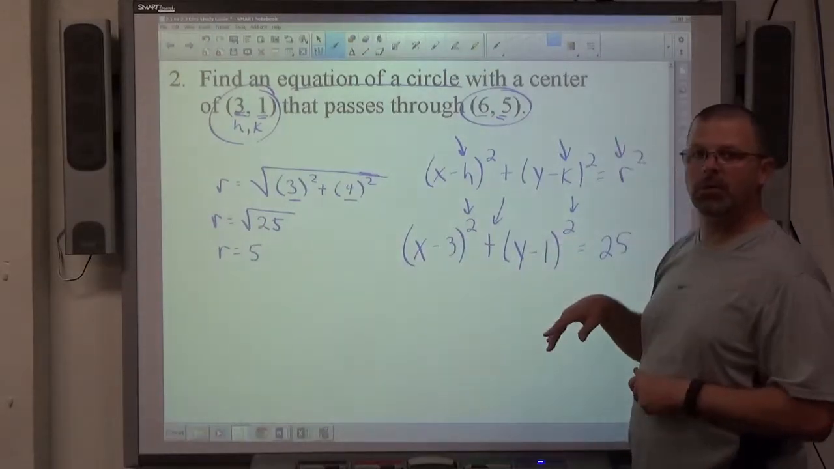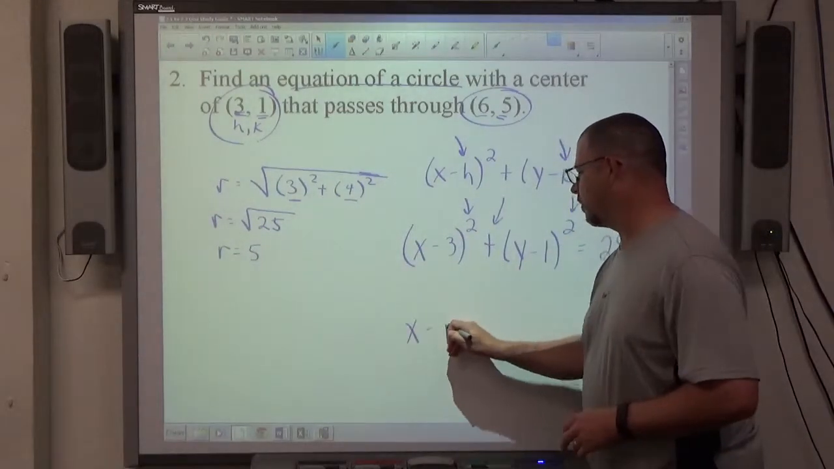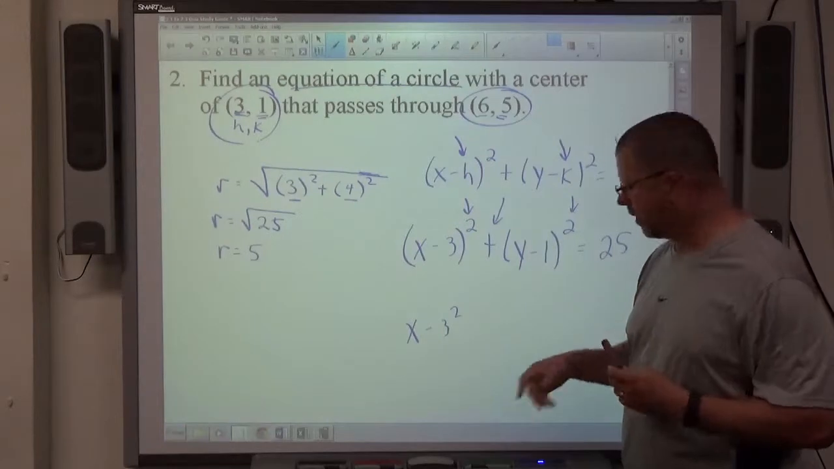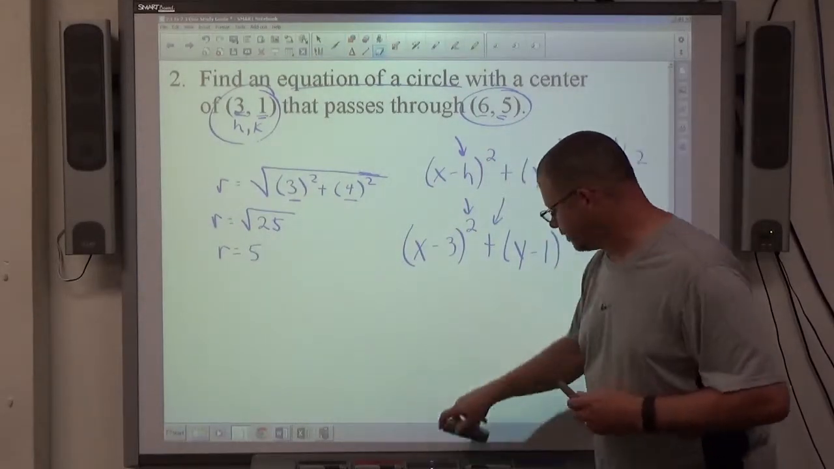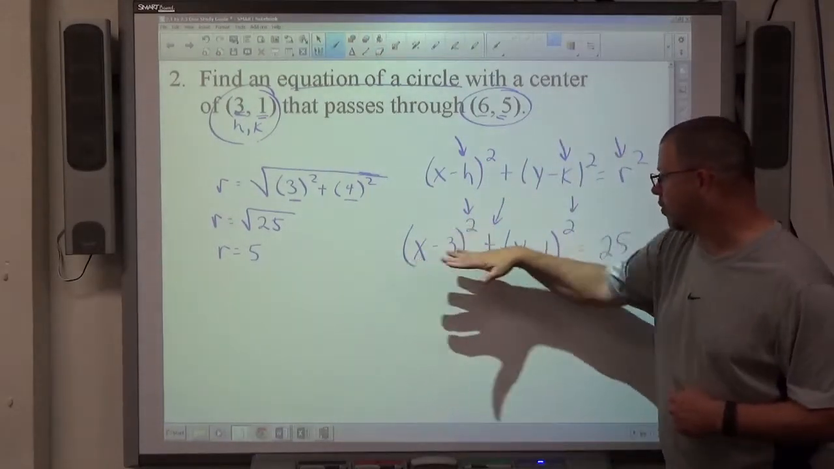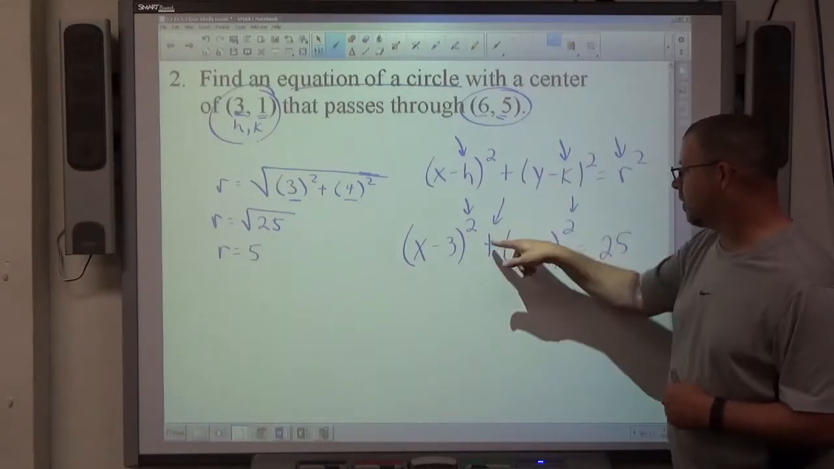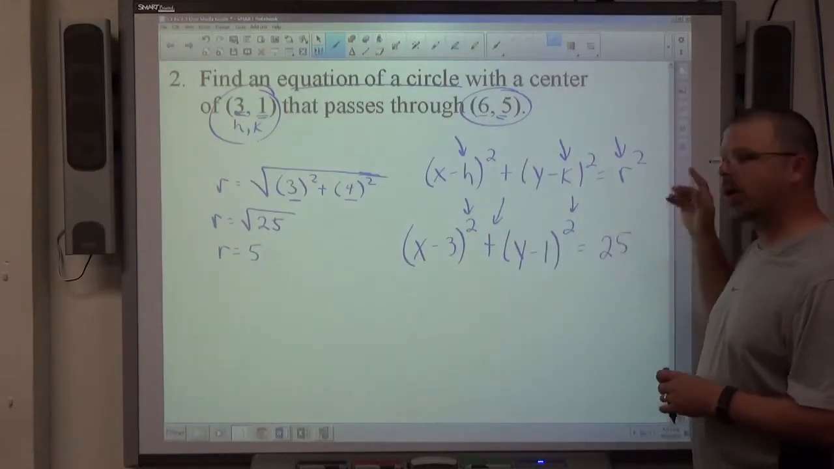I've seen people leave the parentheses off before. They'll write x minus 3 squared, no parentheses. And that's just wrong. So I'm looking for the parentheses. I'm looking for each group being right. Looking for the squares. I'm looking for the plus. And I'm looking for equals, whatever the radius is squared.